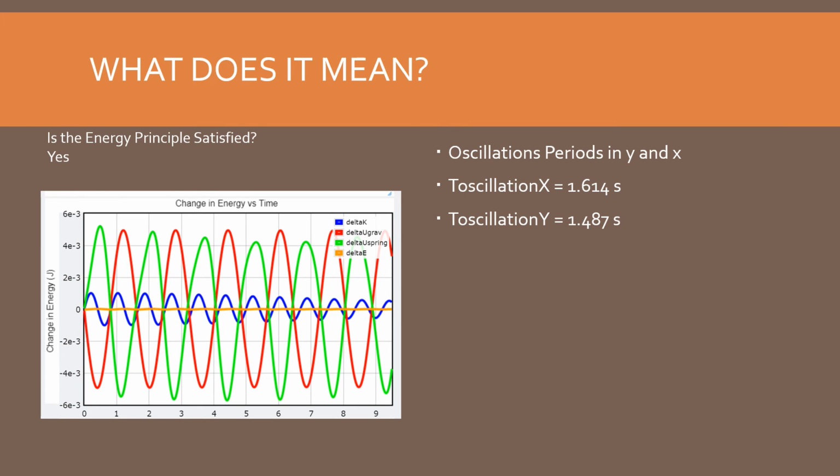To finish up, we can see that our graph satisfies the energy principle because our total energy, which is the orange line, is equal to zero, which is what we expected once we added all of the energies. We also calculated the oscillations in x and y with our graph in Tracker, and we obtained that x equals 1.614 seconds and y equals 1.487 seconds. These were done for the time of 3 oscillations. I hope this was helpful and you learned a little bit about spring constant and energy.